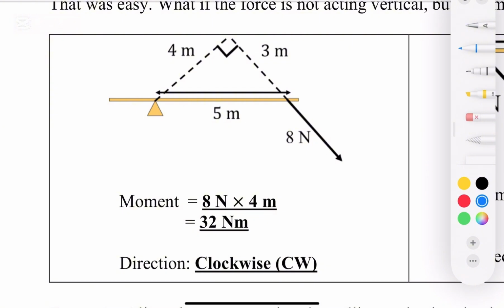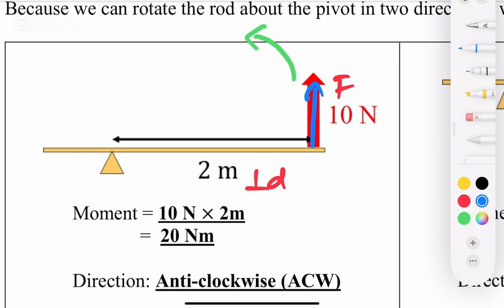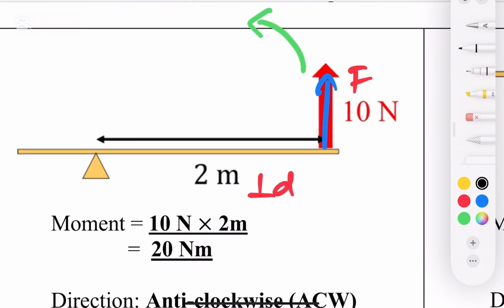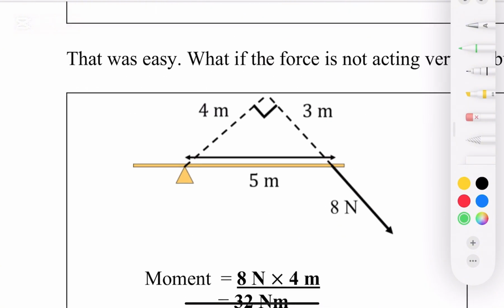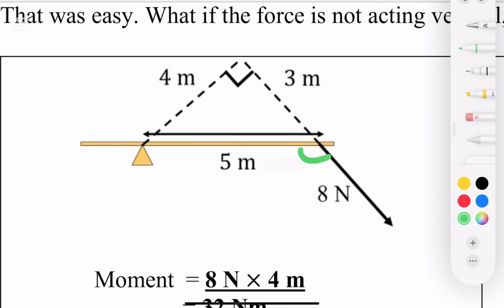Okay, next up we look at two examples whereby it is not so obvious. I'm going to teach you how to identify the perpendicular distance if the force is not acting perpendicular to the rod. In the previous two examples, the force is actually perpendicular to the rod itself, right? But in the next two examples, you will see that the force is acting at an angle to the rod. So the way to go about doing this is we have to identify the correct perpendicular distance. So how do we do that?